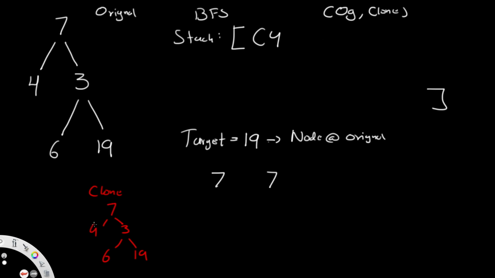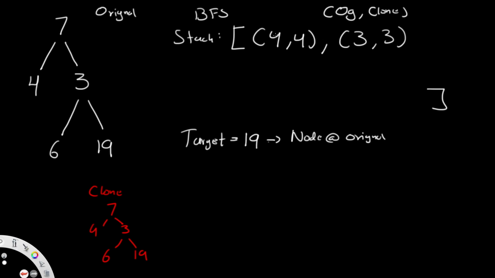So we're going to have left of 7. Well, in this case, it's going to be 4. So 4, 4. But even though they have the same value, they are different nodes. Now, after getting the left of 7, we're also going to check if there's anything to the right of 7. In this case, there is a node to the right of it, which is the number 3. So we're going to do the same thing. We're going to get 3 from the original, and we're also going to get the 3 from our clone. So 3, 3. Perfect. Okay, so now we're going to repeat the steps, and we're going to keep doing it until we find our target.